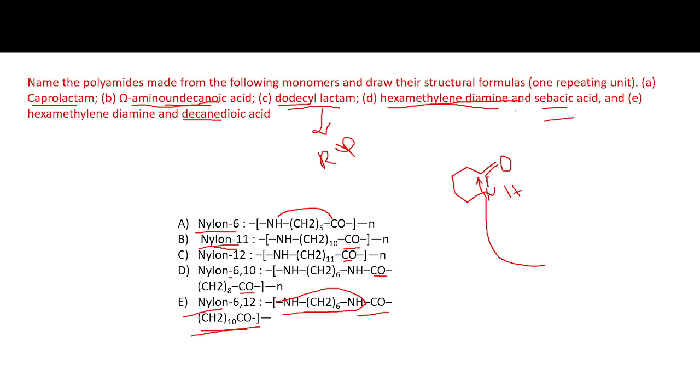So if someone asks for an example of ring opening polymerization, you can say that caprolactam can undergo ring opening polymerization, but condensation polymerization will happen when two functional groups are present. And we can also identify how these names are given. What is nylon 6? First the amine comes in the name, then the acid unit comes.